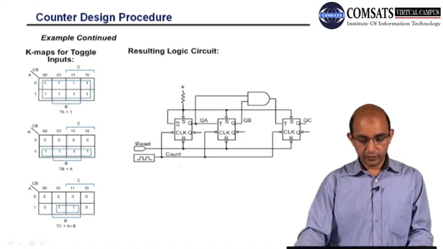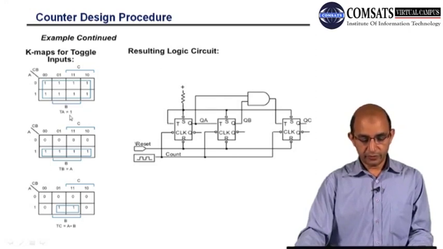Now what we need to do is plot. You can see this is C. For TC we have AB, so this is B and this is A. For TB we have A, so this A has to be inserted into B. For TA, we have 1 all the time, and this is mentioning 1 all the time.